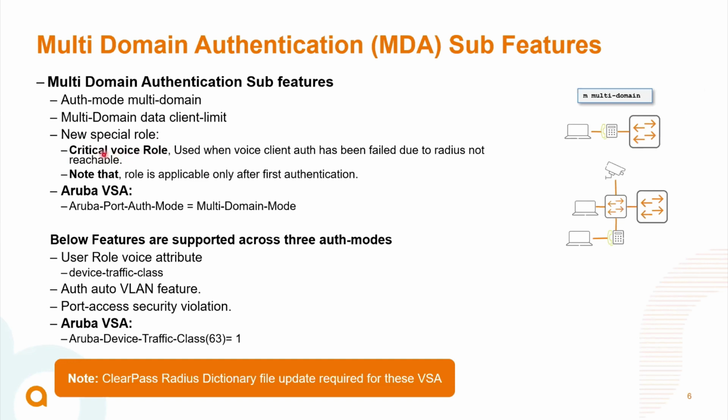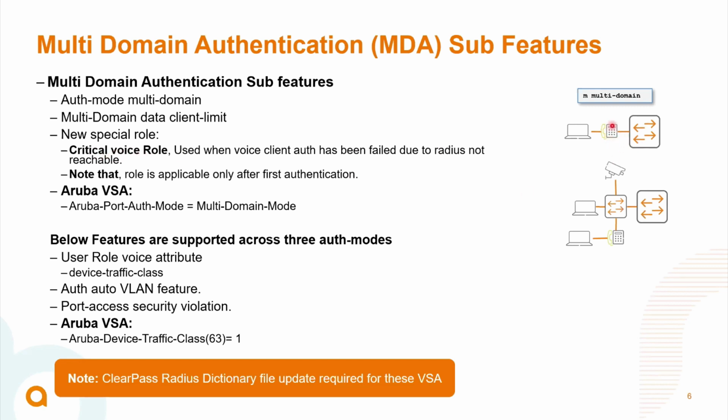Let's consider we identified a client as a voice client, and we want to move this voice client in multi-domain mode to a critical voice role. Why? Because it is an authenticated client and it must be on the network. You want to treat it differently in your environment. That's where we have a special critical voice role for such devices.